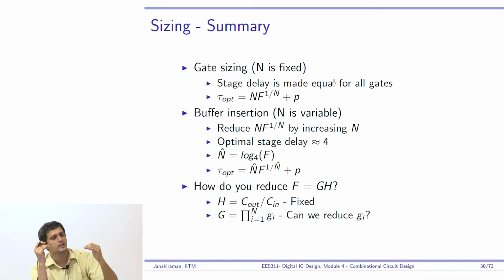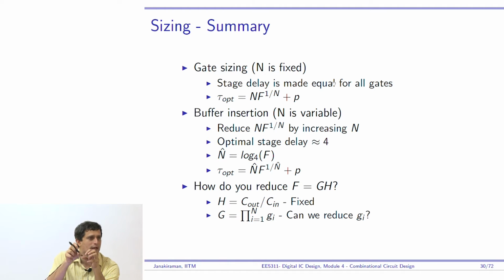So if you look at this equation, n f power 1 by n plus p, you have the delay scaling as n, right? If n increases, my delay goes up linearly with n. But the delay falls as f power 1 by n. So these two are fighting each other, right? So you must try to reduce f power 1 by n as much as possible, until the n starts dominating in the sequence, right?